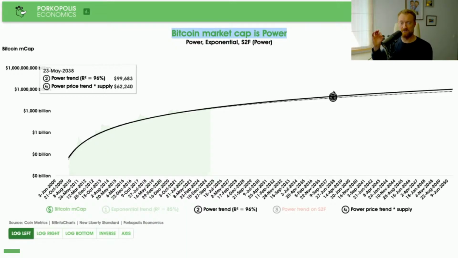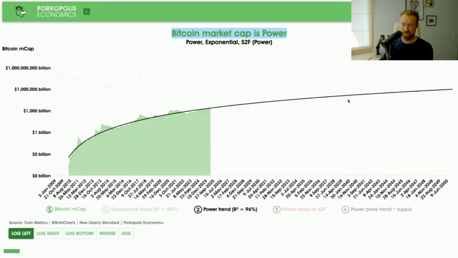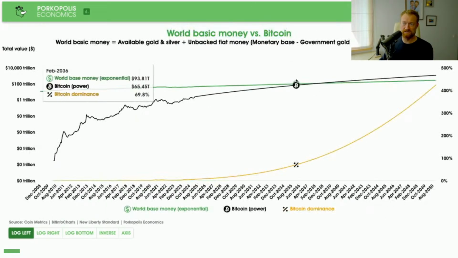May 2038 on the daily market cap, 100 trillion. Ignore this one for now. 100 trillion in May 2038. Now this one on the monthly frequency of the market cap, May 2038, 110 trillion. So it's fast. It's probably not going to intercept, at least according to these metrics here. It's going to be somewhere later, like somewhere here, 2041, 2042.